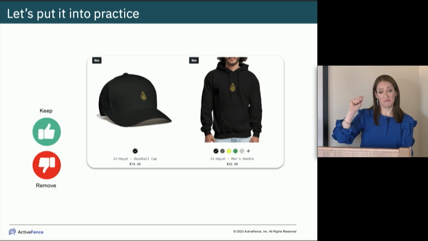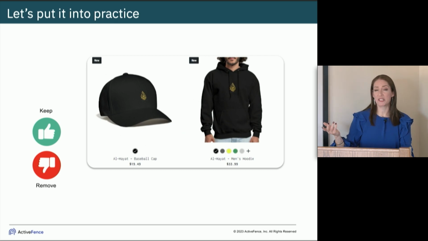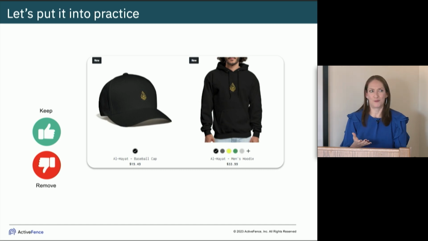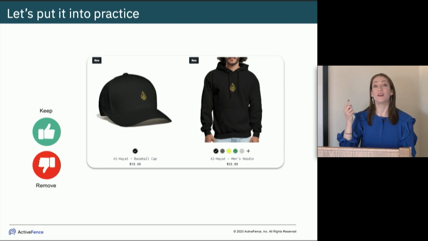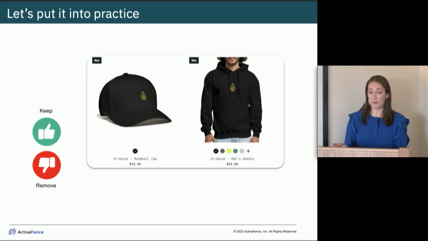A cap, a hoodie, up for sale on a digital marketplace. Is it okay? Is it not? Without further context, you would probably say, I don't know, what's this logo? Who's behind it? I need more information. And you're right, because without further context, most people will decide to keep it on.